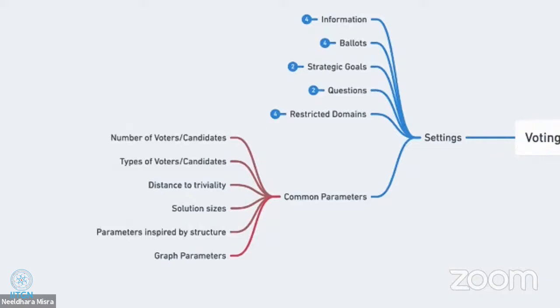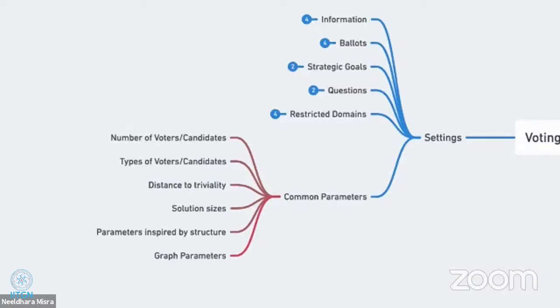Sometimes, so I'll come back to parameters inspired by structure and in the context where it comes up. But I'll also say that graph parameters often come into play because, although I didn't mention it explicitly, there are quite a few problems where we also have a graph associated with either the alternatives or the voters. And in that context, one is often interested in parameters related to the graph in question.